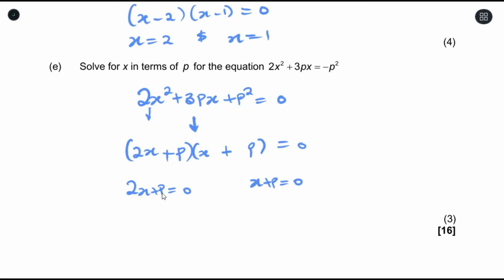So therefore, moving p over to the other side and simplifying, you're going to get, okay, so the first answer is x is equal to negative p over 2, or the second answer would be, that's it. So these would be your two answers for E. That's all. And that's it for question 1.